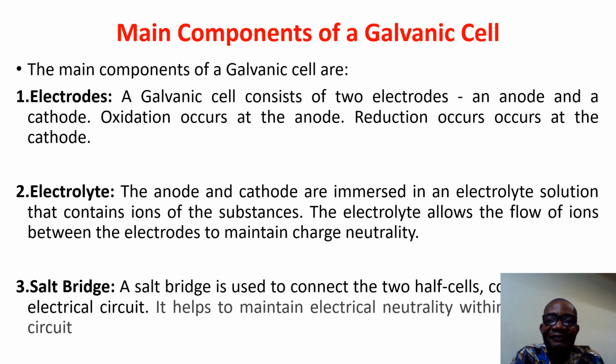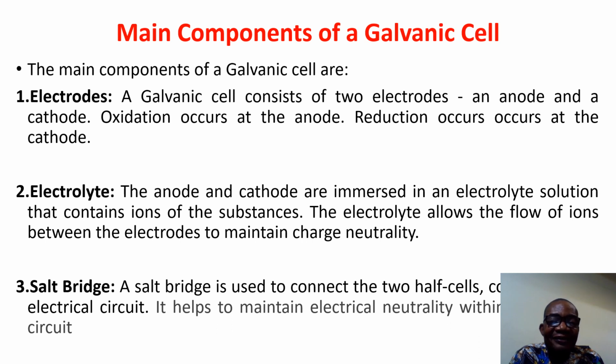The main components of a galvanic cell are: 1. The electrodes. A galvanic cell consists of two electrodes, an anode and a cathode. Oxidation usually occurs at the anode. You know that oxidation is the loss of electrons. So at the anode, electrons are lost, while reduction occurs at the cathode. Reduction is gain of electrons. So electrons are usually gained at the cathode.